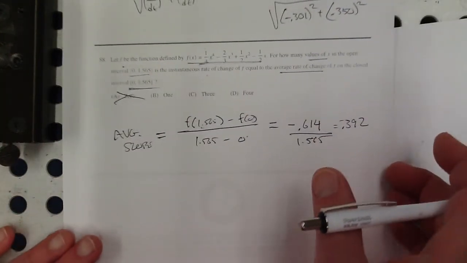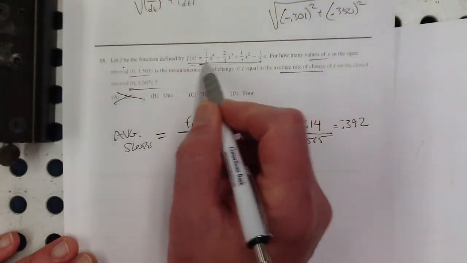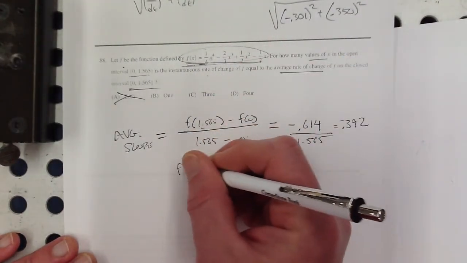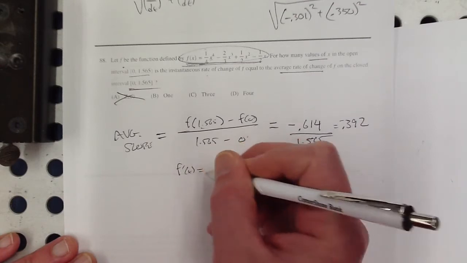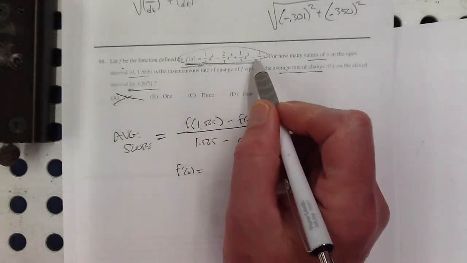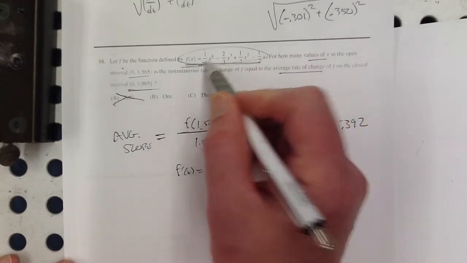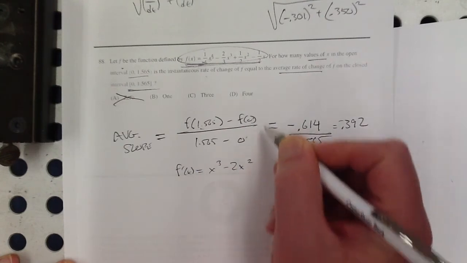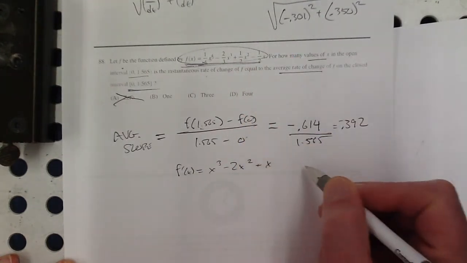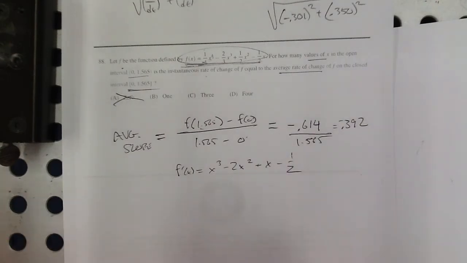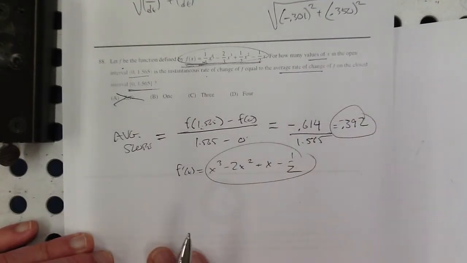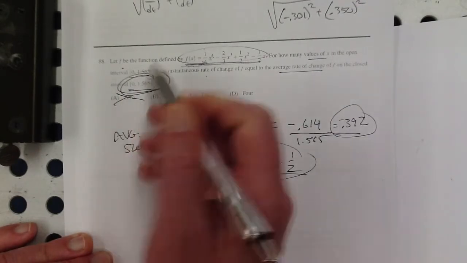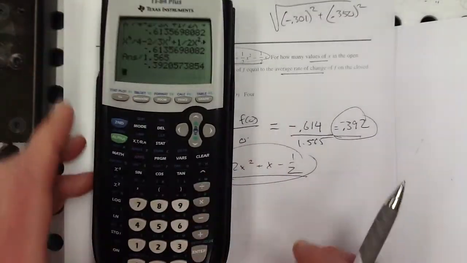Now I would like to know how many times that's equal to the instantaneous slope. Instantaneous slope is just the derivative of this. There are ways of doing this with a calculator so you don't have to take the derivative by hand, but this is such an easy function to take the derivative of. That's x cubed minus 2x squared plus x minus 1/2. So I want to know how many times those two things are equal to each other on this interval. So I'm going to graph this, graph that on this interval, and just see how many times they intersect.